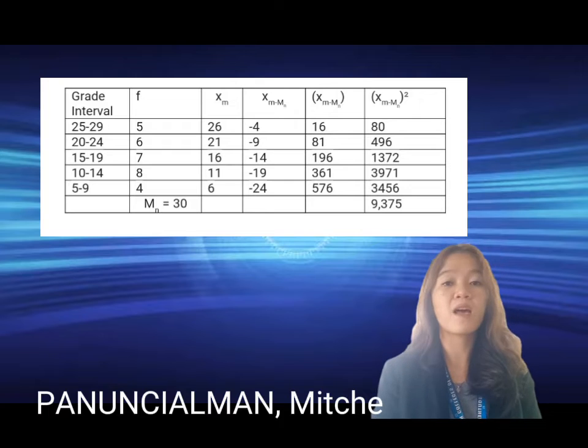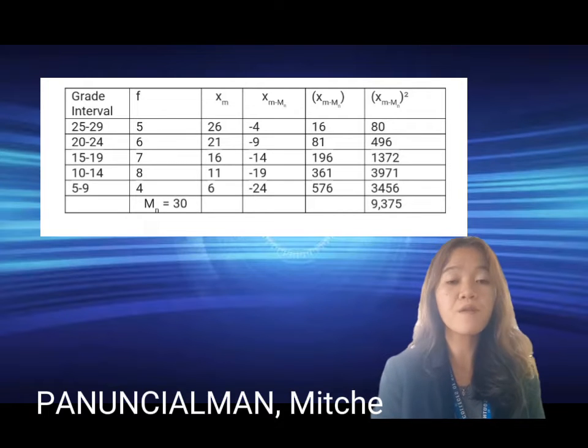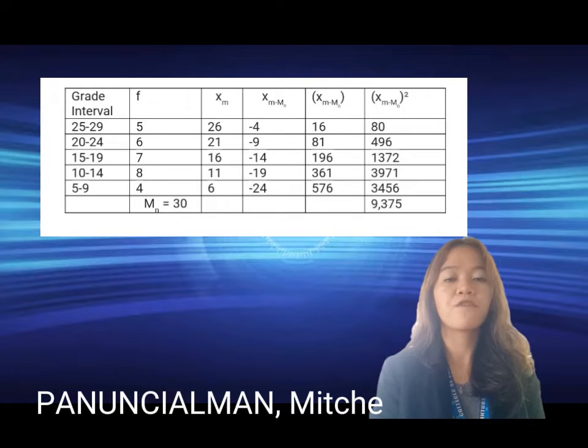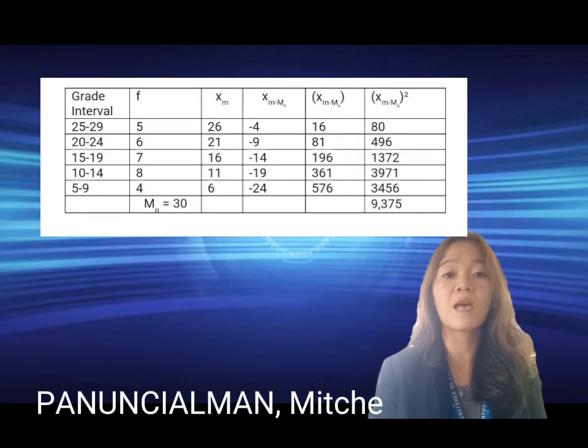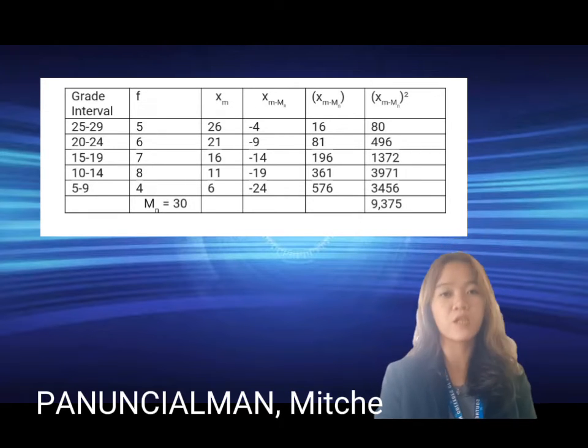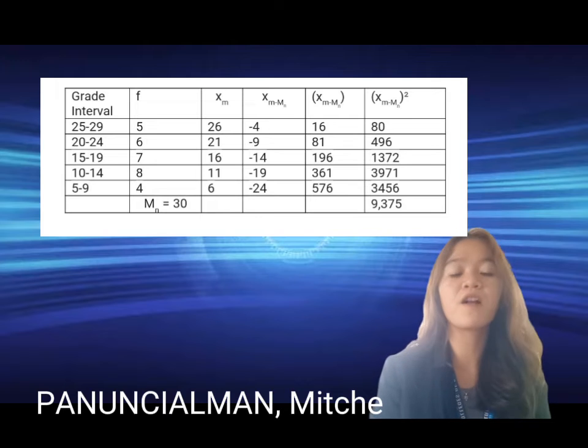And for grouped data, I have an example here. The givens are the grade interval and the frequency. First, we should get the mean. Add all the frequencies, so that would give the mean. And the grade interval starts at 1. 25 plus 1 is 26, followed by the others. Next is xm minus mean, so 26 minus 30 is negative 4, followed by the others.